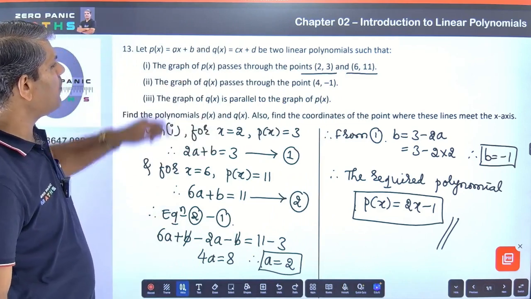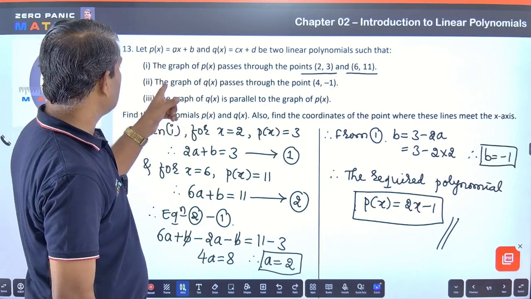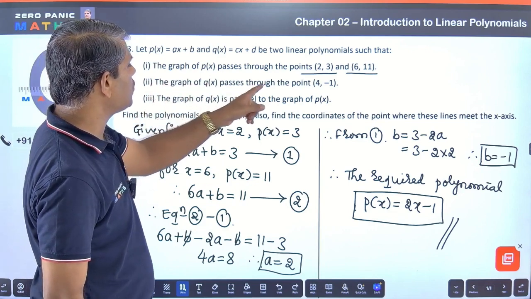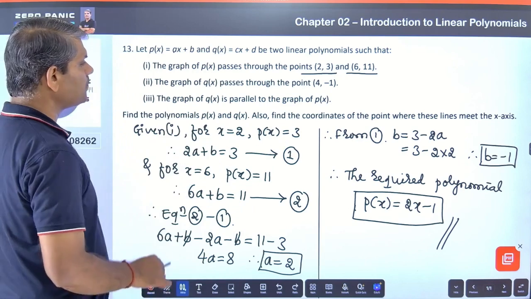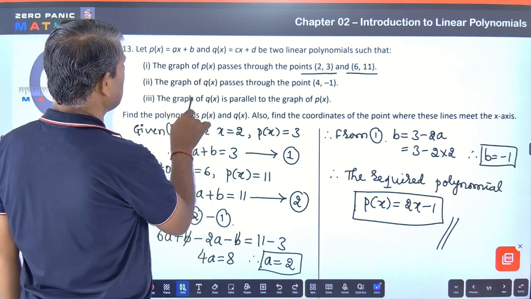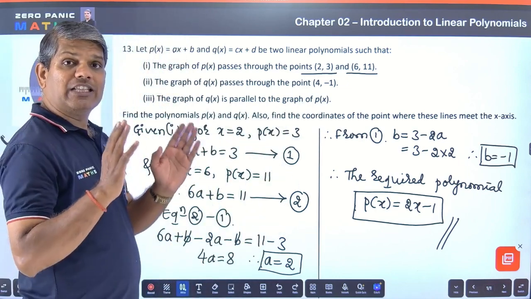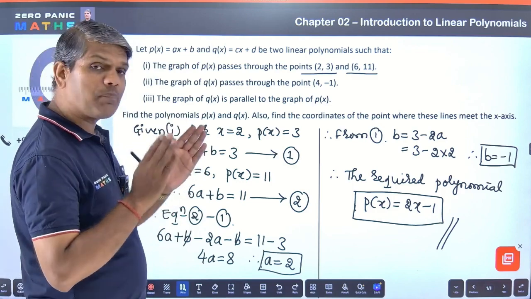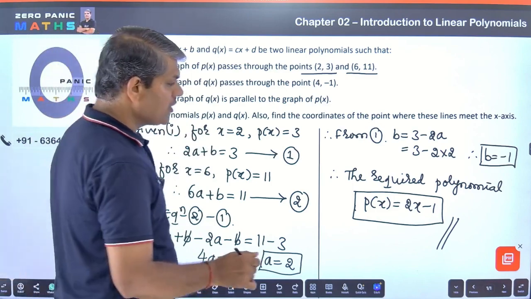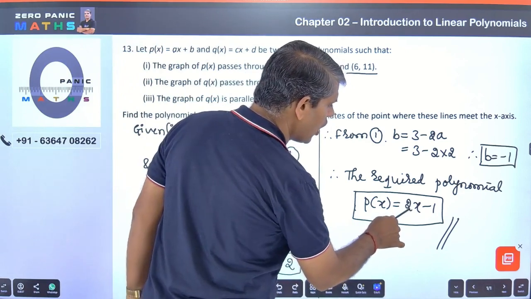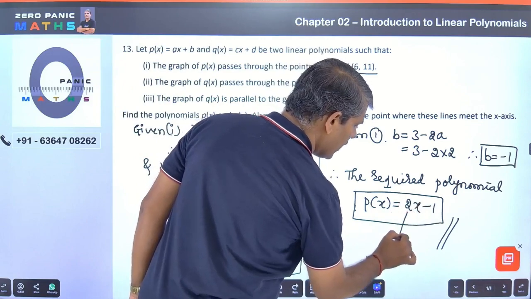Okay, so the second polynomial, now to get the second polynomial we have to make use of the second point. The graph of q of x passes through the point 4, minus 1. Now before that you can make use of this. The graph of q of x is parallel to the graph of p of x. If the graphs of the two lines are parallel to each other, then we know that their slopes are equal. So in this polynomial, 2x minus 1, 2 is the slope here, you know that, right?